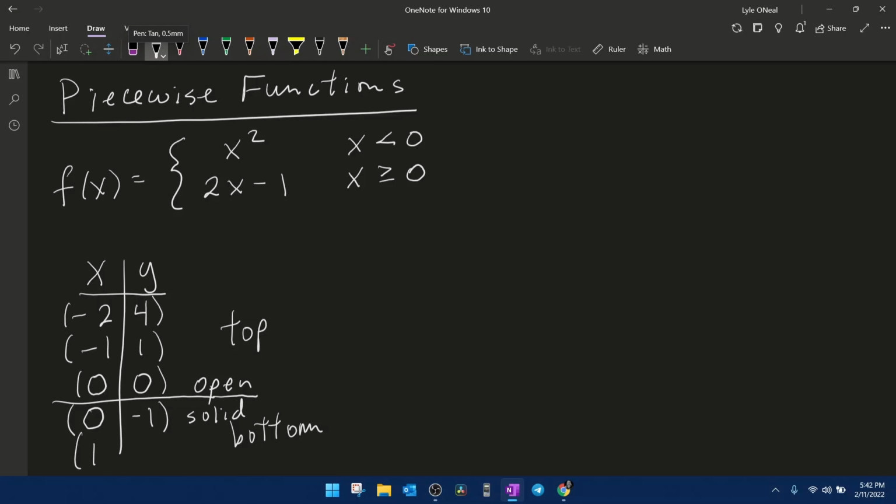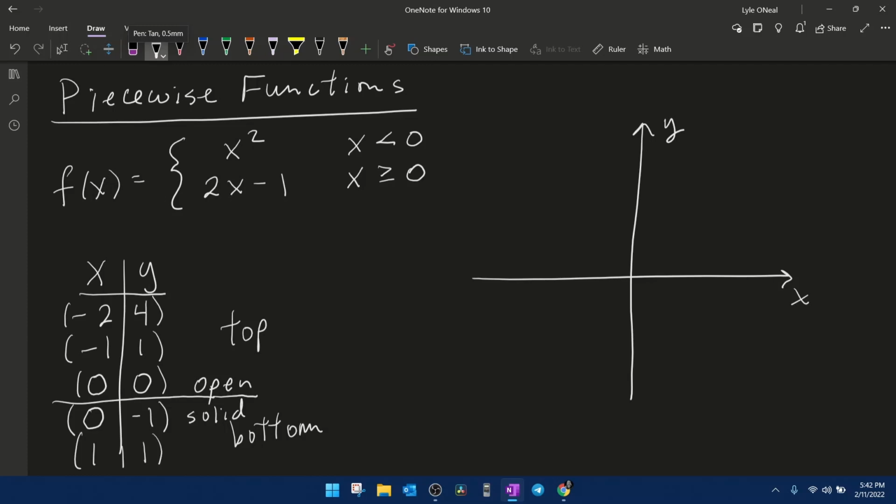And since 1 is greater than or equal to 0, we're going to plug that into the bottom piece and work it out. That's going to be 2 minus 1, which is 1. And if you noticed, the bottom piece is actually slope-intercept form. Remember, f of x is y. We've got y equals mx plus b. And we know the minimum number of points to make a line is 2. So that should be adequate for the bottom piece.